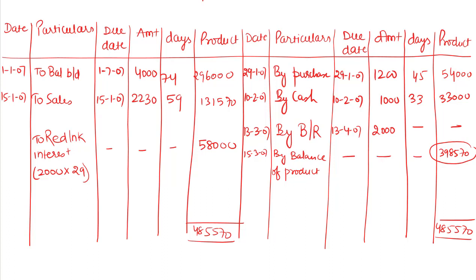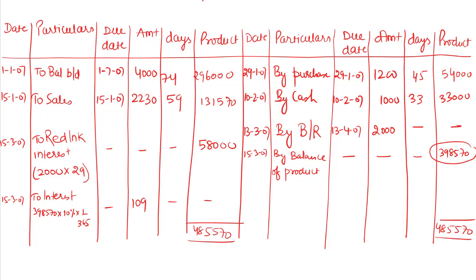On this balance of product, on the opposite side we need to give interest. On 15th March 07, to interest, 398,570 multiplied by 10% given in the question multiplied by 1 upon 365. 1 day interest, in the amount column write 109.